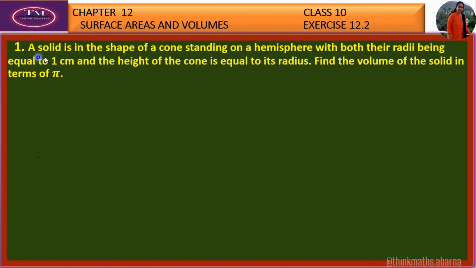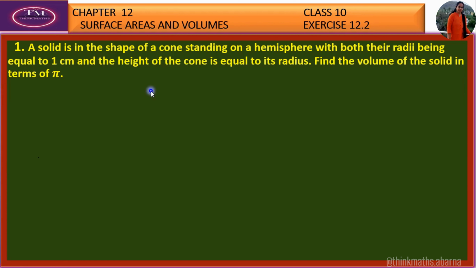First question: a solid is in the shape of a cone standing on a hemisphere with both their radii being equal to 1 centimeter and the height of the cone is equal to its radius. Find the volume of the solid in terms of pi.